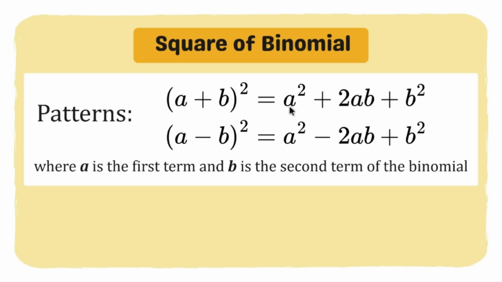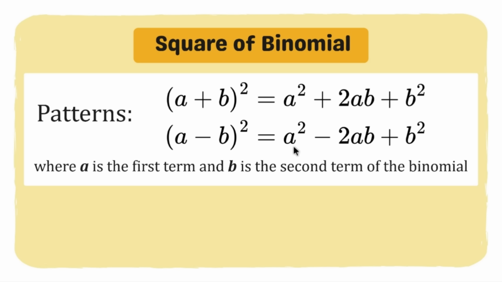So here in our answer, kinuha lang natin yung square ng first term. Next, dito sa gitna, minultiply lang po natin si a and b, yung first term tsaka second term, tsaka minultiply natin sa 2. Okay, yun po yung shortcut. And then sa third term, kinuha lang po natin yung square ng ating second term sa first binomial natin or sa original binomial. Okay, ganun din po dito sa subtraction.